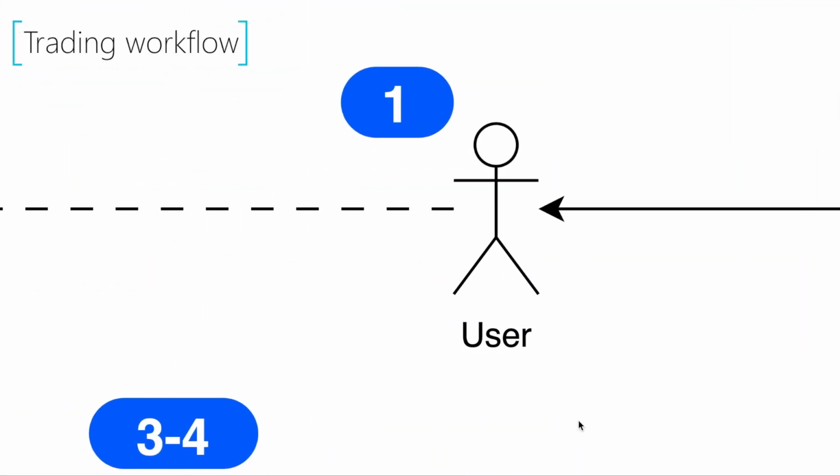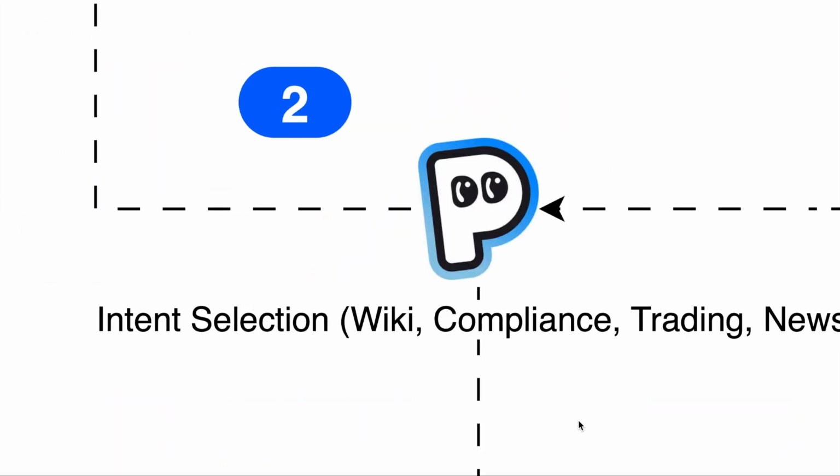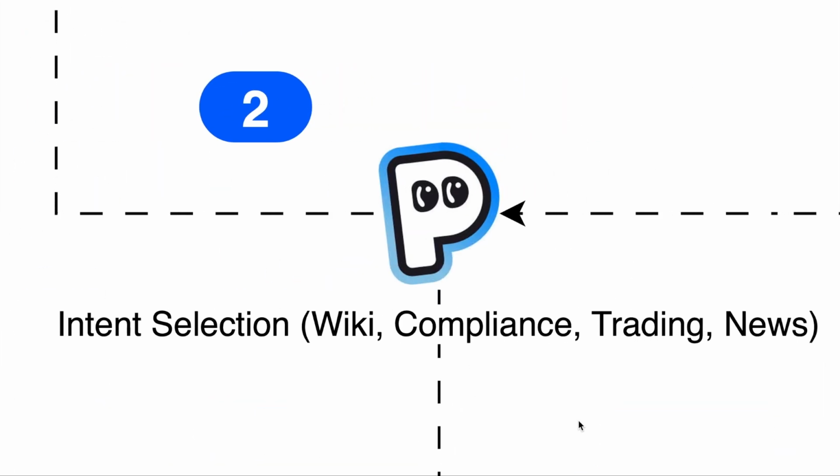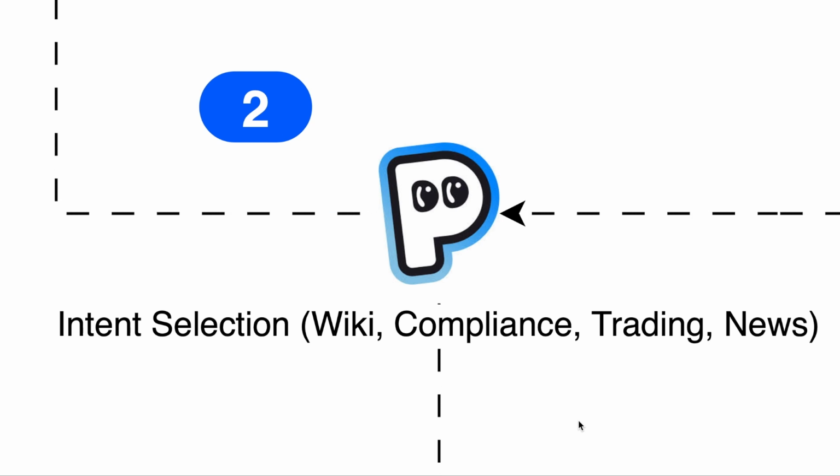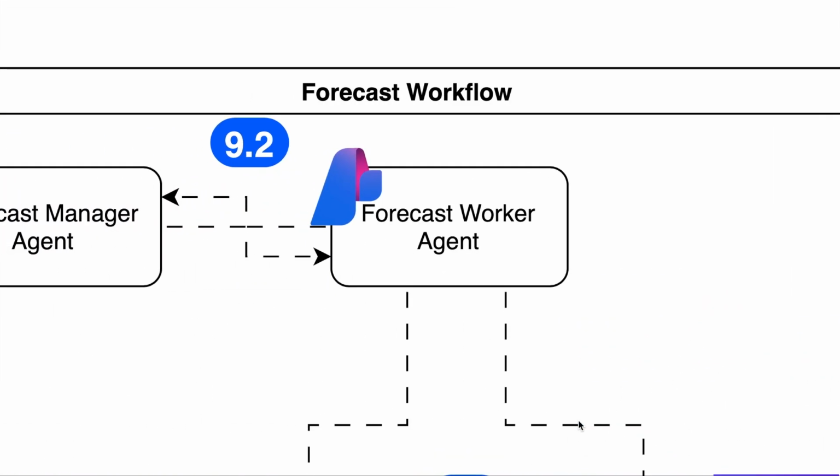The trading workflow has key differences. In this step, if the report relates to trading or forecasting, whether it's about cryptocurrency or indexes like the S&P 500, before starting the main workflow, we initiate a forecast group chat. In the forecast group chat, 2 agents participate, the forecast manager agent and the forecast worker agent.